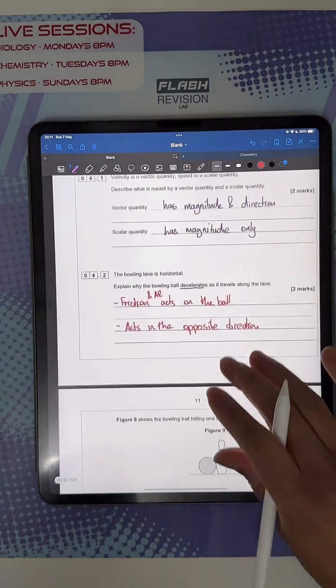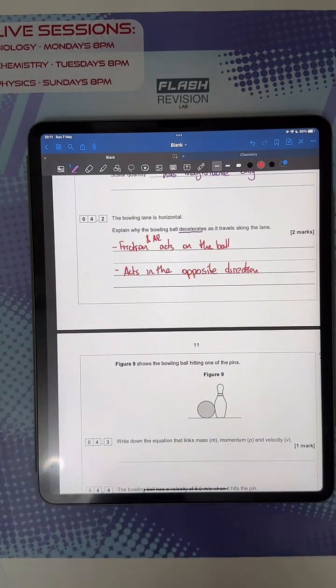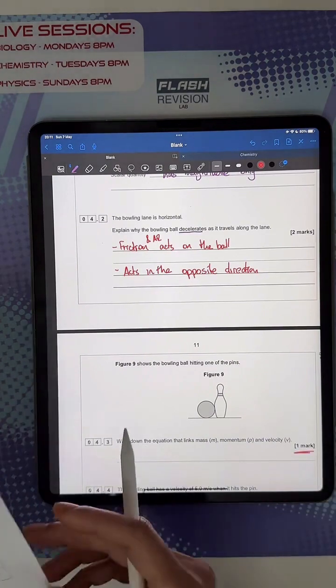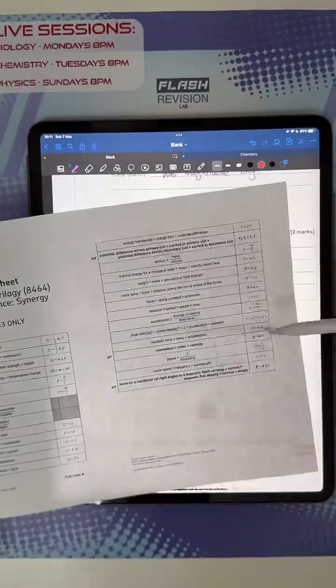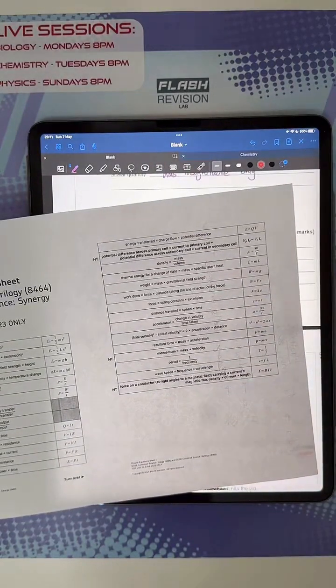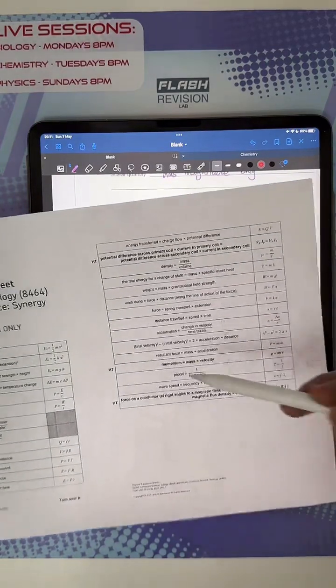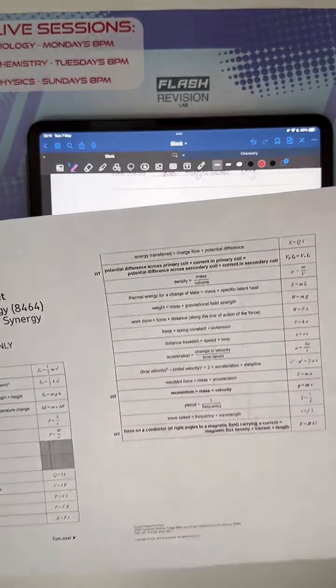All right, next. Write down the equation that links mass, momentum, velocity. So this is the type of question I told you guys you probably won't get, because you get the equation sheet. 1 mark, but that's here in our equation sheet. So I very much doubt they're going to ask questions like this because it's literally reading off the equation sheet. Momentum is equal to mass times velocity.